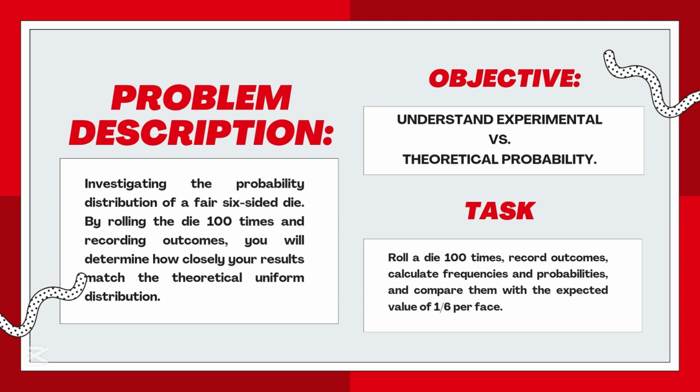The task is straightforward: roll the die 100 times and record the outcomes, calculate the frequencies and probabilities, and compare them to the expected value of 1/6, or about 0.1667 per face. Simple yet revealing.